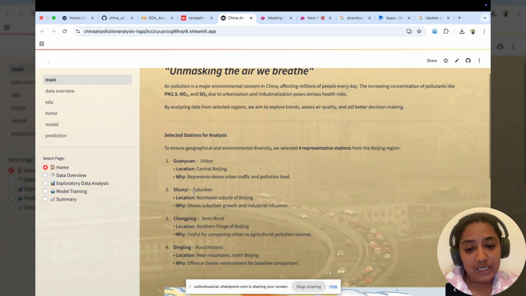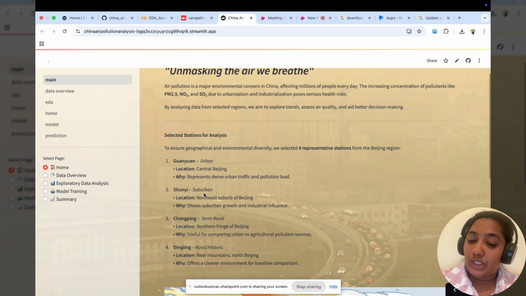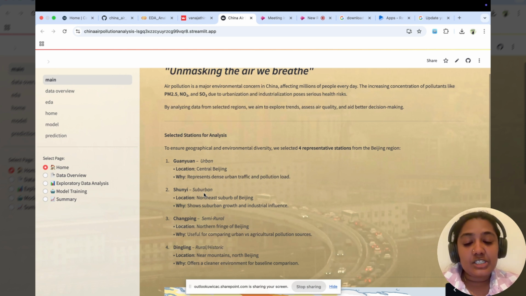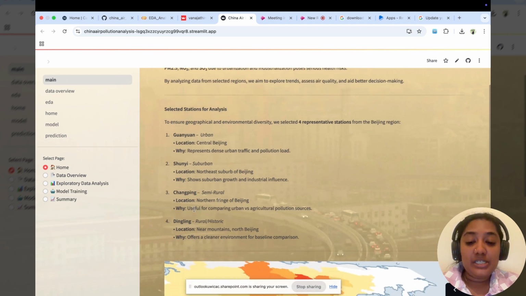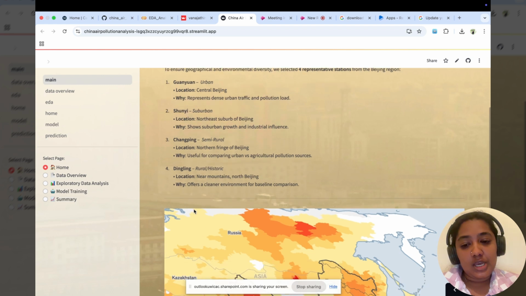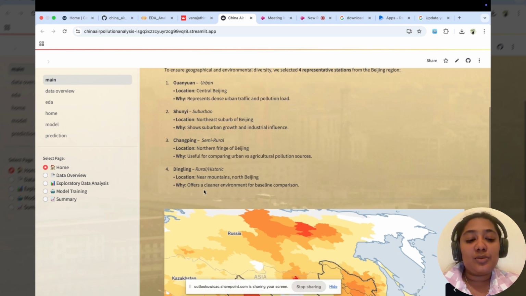And the second one is Shunyi. This is a suburban area located in the northeast suburb of Beijing. I chose this because it shows suburban growth and industrial influence. And Huairou is a semi-rural area on the northern fringe of Beijing, which is useful for comparing urban versus agricultural pollution sources. And the next one is Dingling. It's a rural and historical area near the mountains in north Beijing, so it offers a cleaner environment as a baseline for comparison.